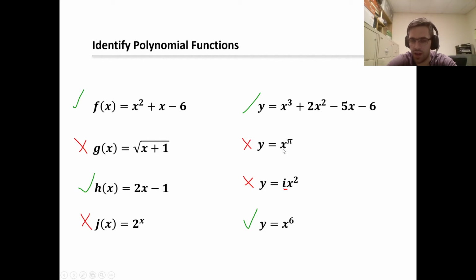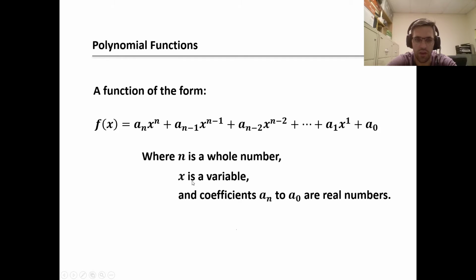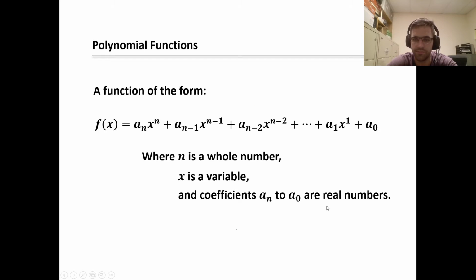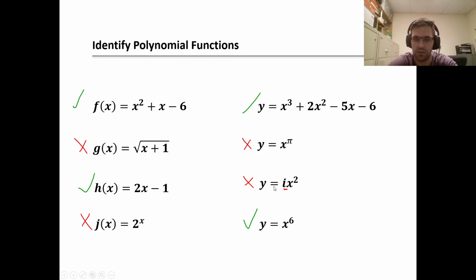The next one is not a polynomial. It is x to the power of some real number, but our definition is that the exponents on those x's have to be whole numbers. Pi is not a whole number, it's a decimal. And then the next one doesn't work because of that i right there. i times x to the power of 2. i is not a real number, so we don't include that as a valid coefficient. So for that reason, this is not a polynomial.